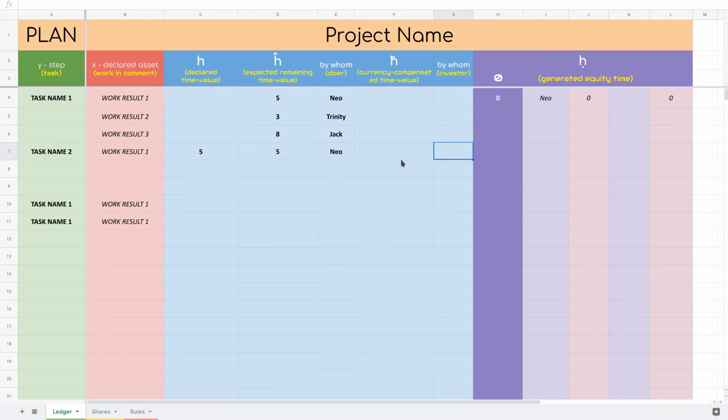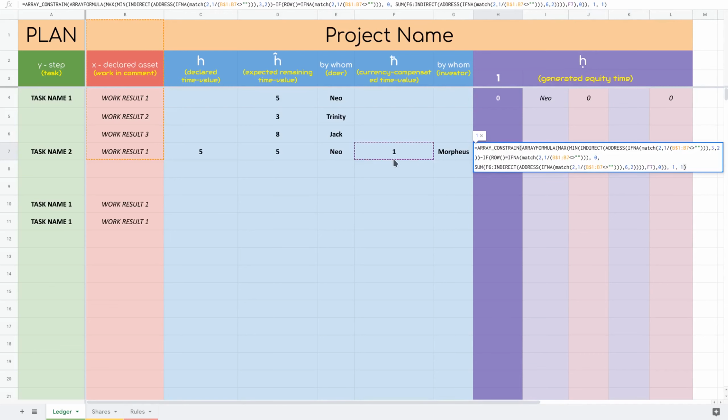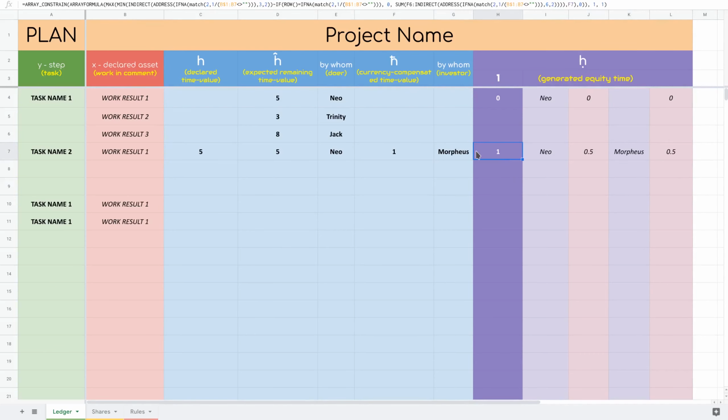So let's say there's an investor like Morpheus, and he covers Neo's expenses. Let's say 2 of the 5 hours. So what happens really? Or let's say 1 of the 5 hours. This formula here, copied over here, defines the shares generated. So the shares generated is 1.